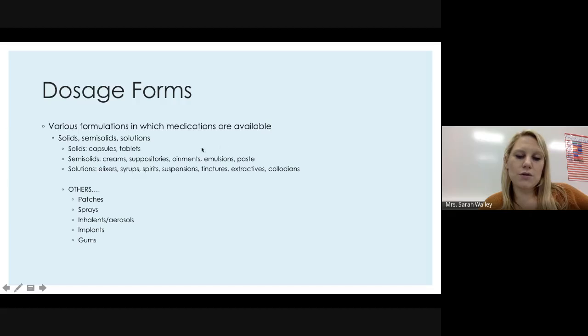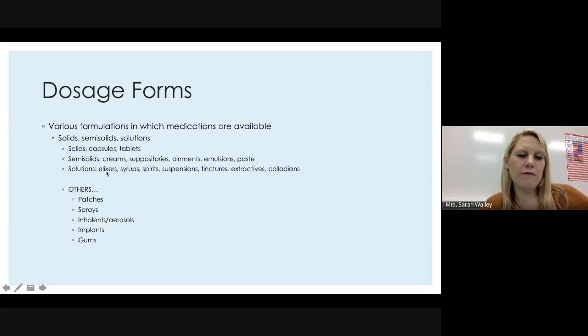Emulsions are closer to a solution, but it has an oil in it and makes it a little thicker. Then solutions, as you probably know through just the thought of what a solution is, it's a liquid. So a full-on liquid. Elixir is going to have some kind of alcohol in it. A syrup is going to have some kind of sugar base. So don't forget, like maple syrup. I think that's how I have people remember that. It's going to be a sugary substance.